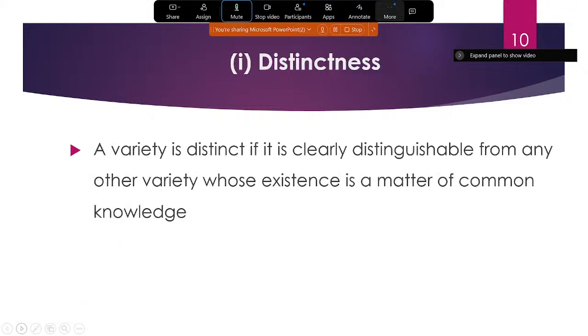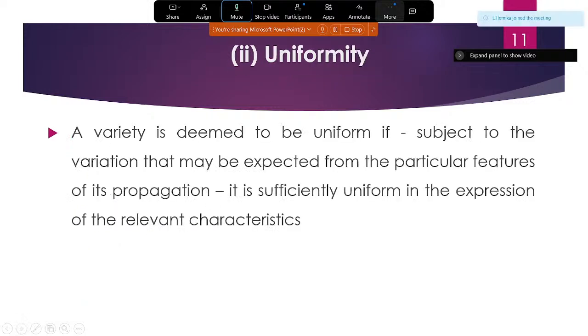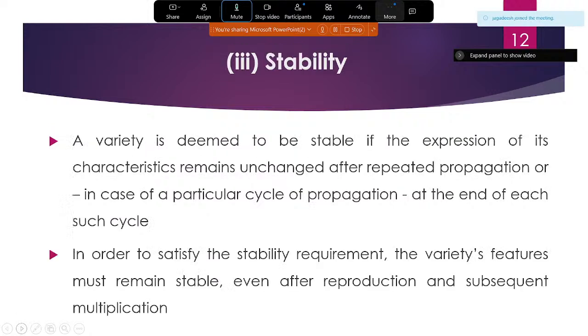Then uniformity, here see distinct and uniform. So we have talked about distinct, and then this is uniformity. A variety is deemed to be uniform if, subject to the variation that may be expected from the particular feature of its propagation, it is sufficiently uniform in the expression of the relevant characteristics. So there will be some characteristics. If you guys are from a bio background, you will be able to understand the expression characteristics, right? So that will be uniform. So like that, we will call that uniformity.